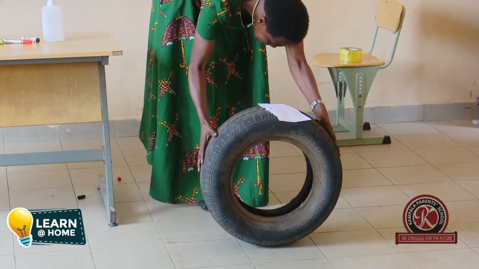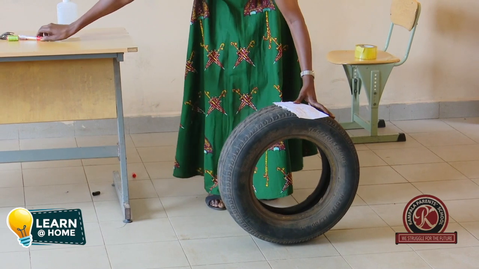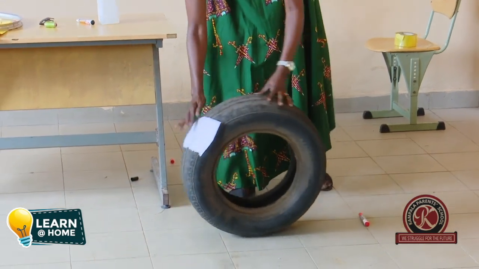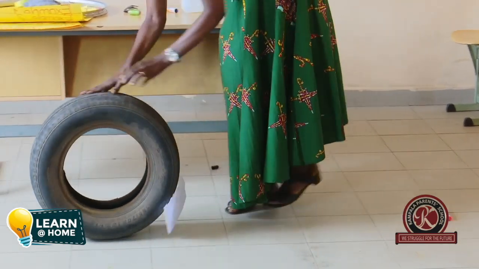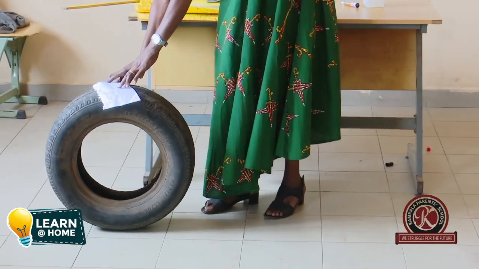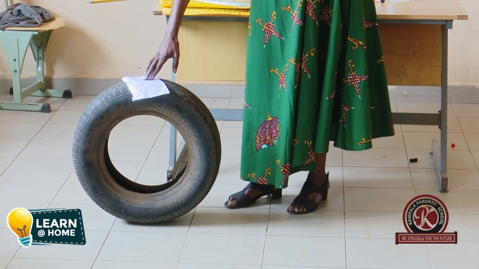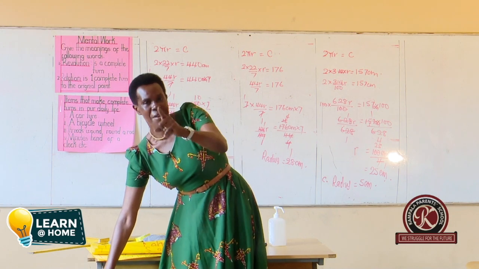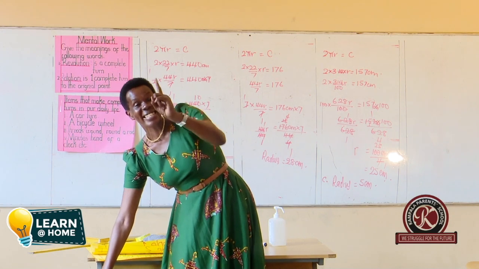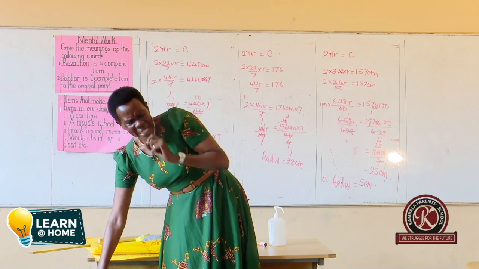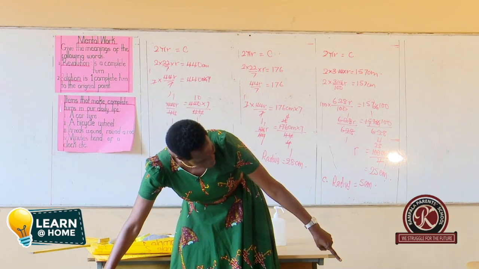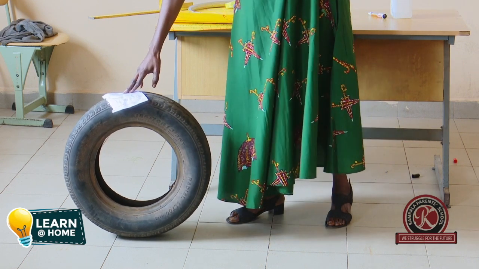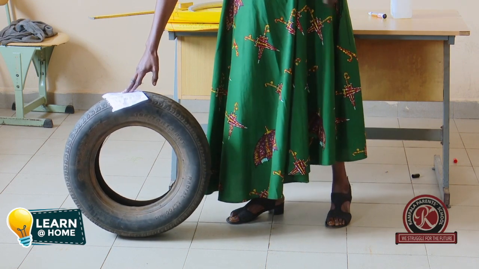So if I roll this from this point where I'm putting a pen, and then I roll this tire up to when this white paper will come up, it means this tire has made one complete revolution, one complete turn. And the distance from where the marker is up to where it ends is what we call circumference.